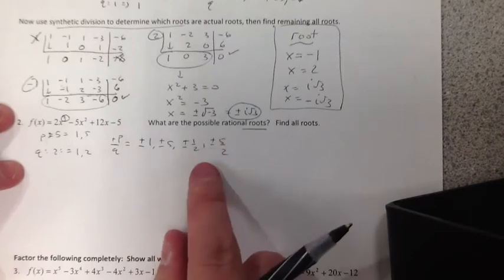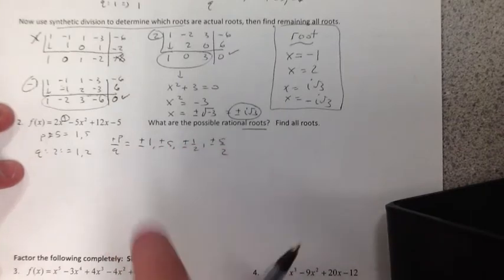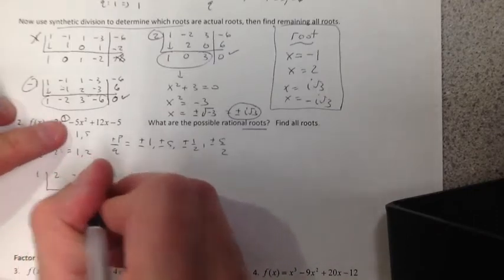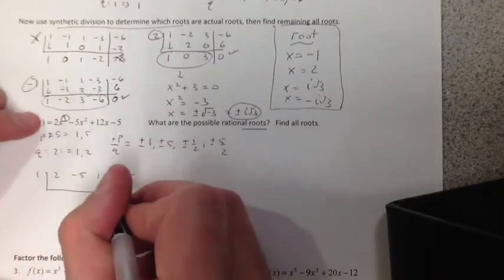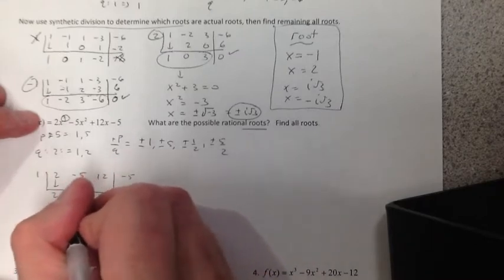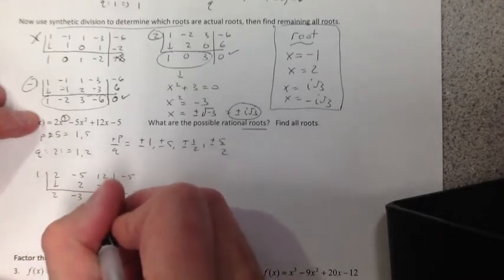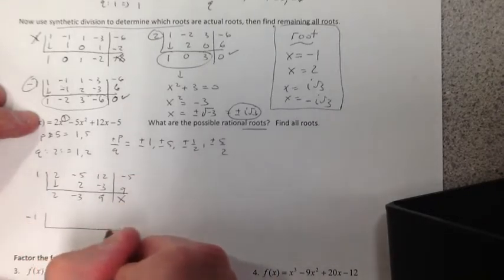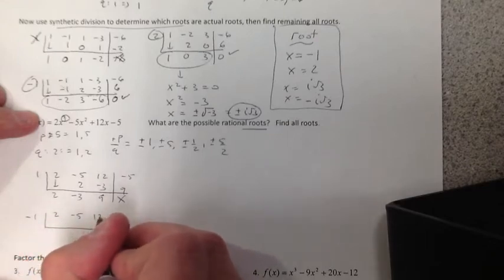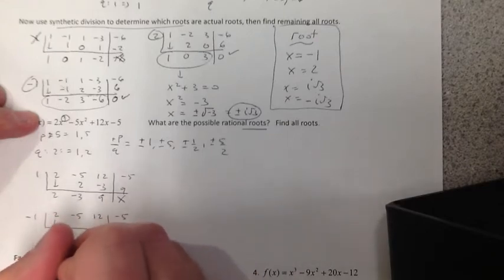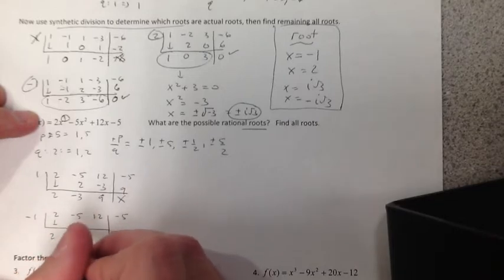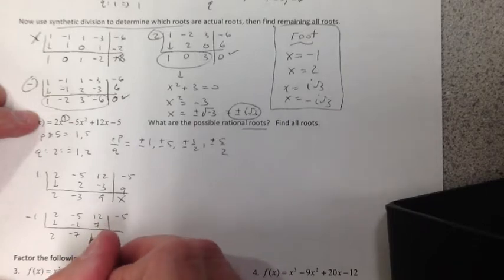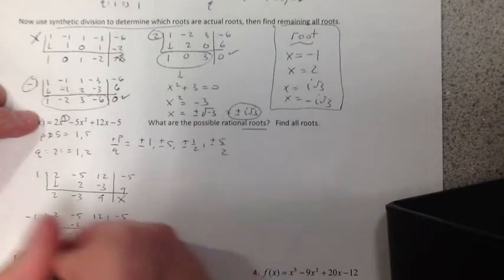So let's start. Don't start with the fractions unless you want to be a hero. Start over here with like a 1. So I'll pick 1. I get 2, negative 5, 12, negative 5. Going down, the 2, I get 2, negative 3. Negative 3 becomes 9, and 9 doesn't work. So I try negative 1. Hopefully that works. 2, negative 5, 12, negative 5. 2, negative 2 becomes negative 7. 7, oh man, which is 19, which is negative 19, and that also doesn't work.